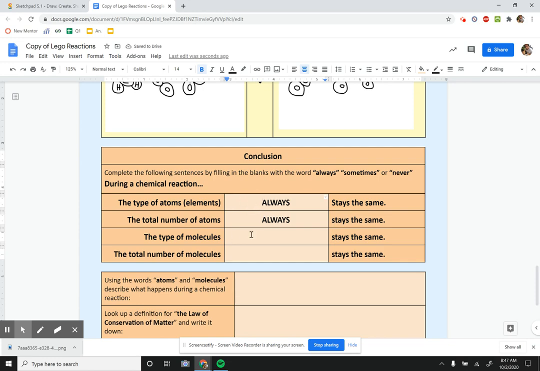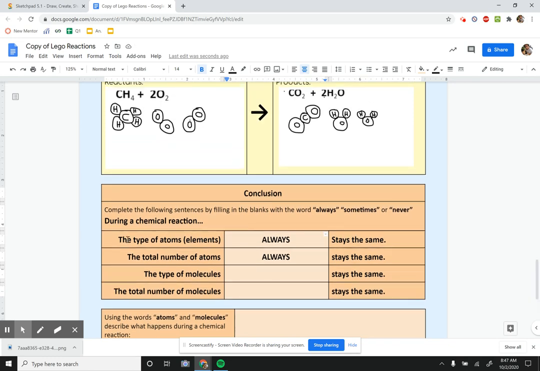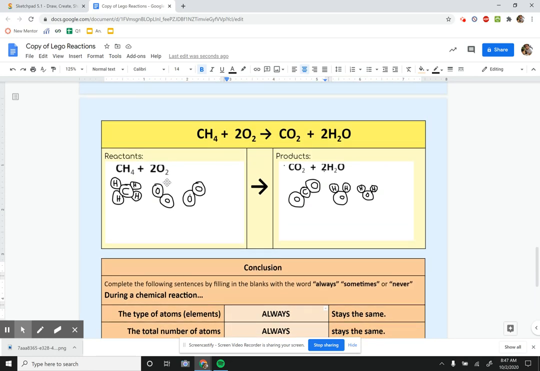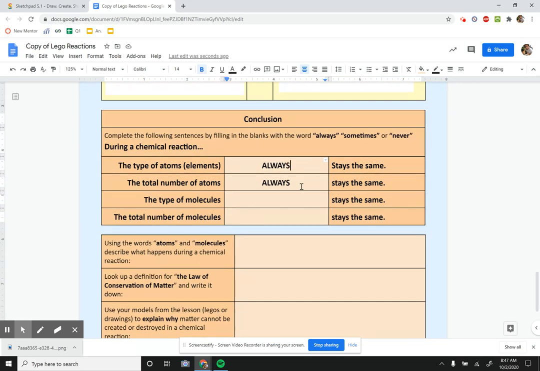Okay, let's just talk about this for a second. The reason that the type of atoms and the number of atoms always stays the same is because we're just taking those same atoms and we're reshuffling them to what's over here. Okay, so it's the same atoms, we're just combining them in different ways. So it makes sense that the type of atom and the number of atoms would stay the same.